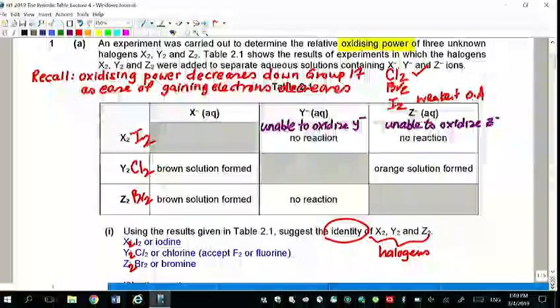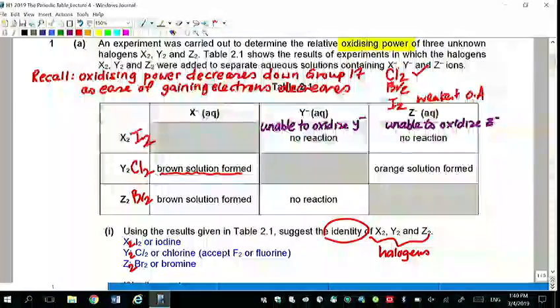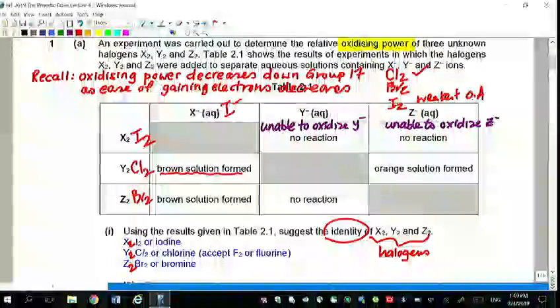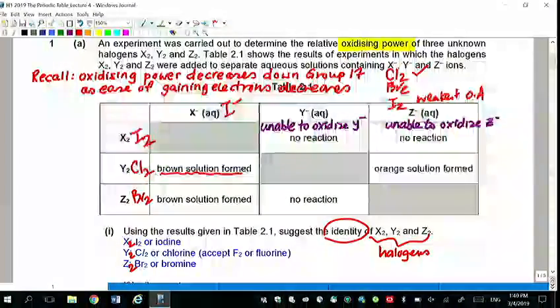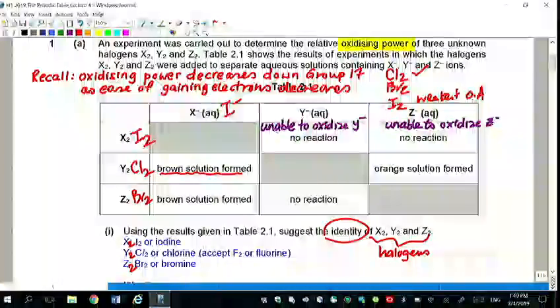Then the next question I want to pose to you is that if let's say, this is not in the question, but if let's say the question tells you that the observation is a brown solution. So why is it that it will form a brown solution when I react chlorine with X minus, which is actually your iodide ions? Why? Can you write out an equation to tell me why is it that when you react chlorine with iodide ions, it will give you your brown solution. I repeat again. When I react chlorine with iodide ions, it gives a brown solution. Can you represent this with a balanced equation?